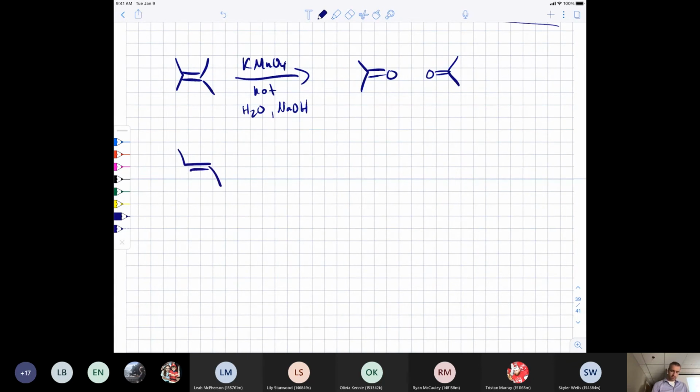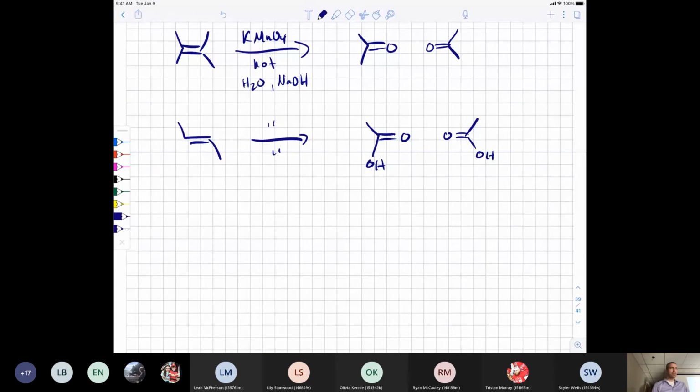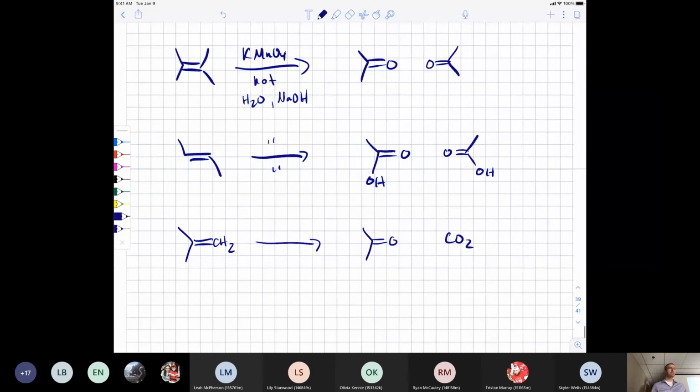If you have something like this, same conditions, to get something like that. If you have a methylene, a CH2, the left side here goes to the ketone, the right side goes to CO2. So yeah, it cleaves the bond. It breaks the molecule in 2.